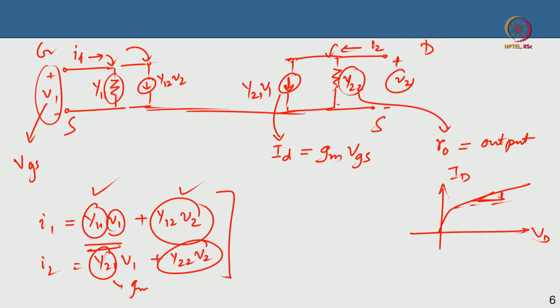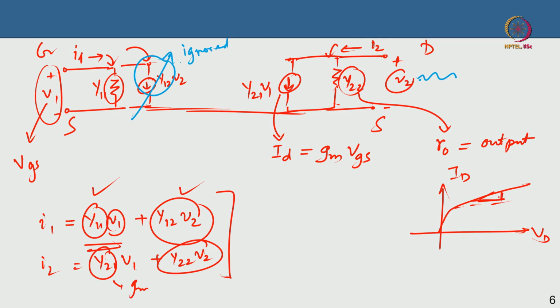Okay. Now maybe I can use a different color again just to make the contrast better. This component is basically ignored. Why? Because this component is basically telling you that there is a signal applied at the drain, which is getting amplified at the gate. That does not physically happen. Think about it carefully.